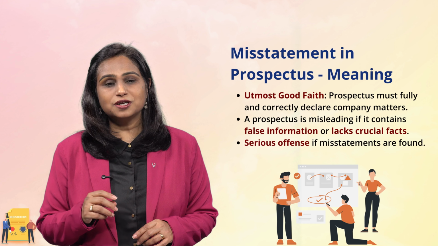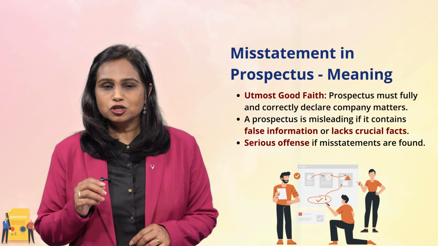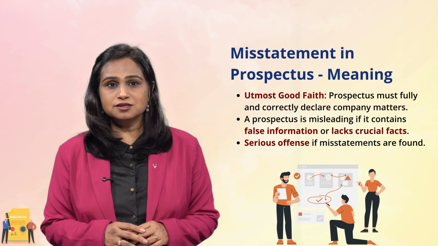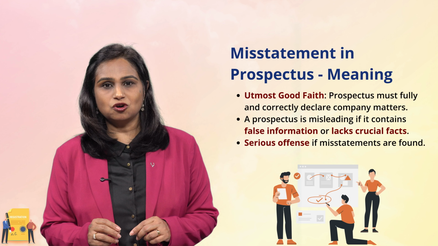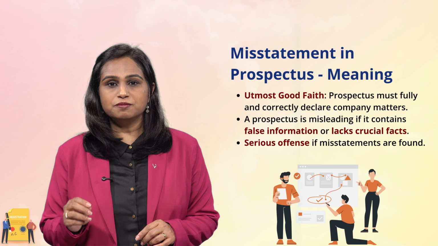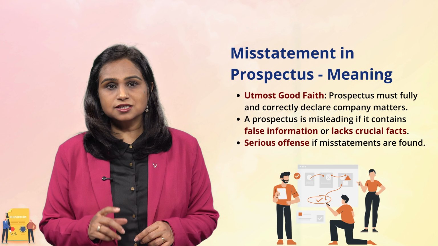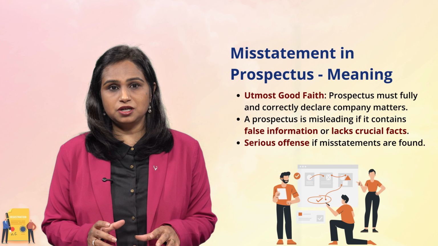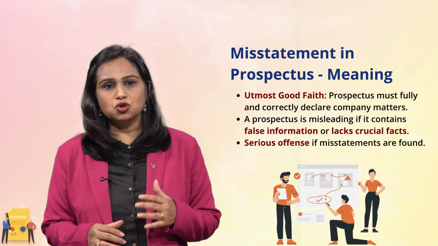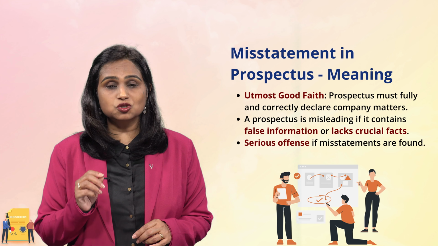Let us now move to the next section, which is misstatement in the prospectus. The prospectus of any company must follow the principle of utmost good faith, which means that it should declare all the matters of the company fully and correctly. A prospectus is said to be misleading if it contains any information which is false, or if it lacks any information or fact about the company which is very crucial for a shareholder to decide whether or not to purchase a security. Misstatement in prospectus is a serious offense.